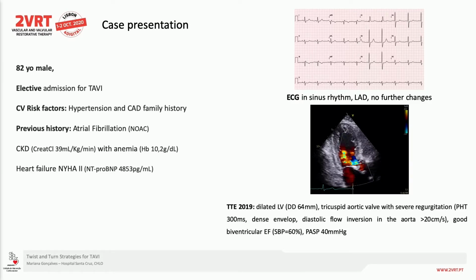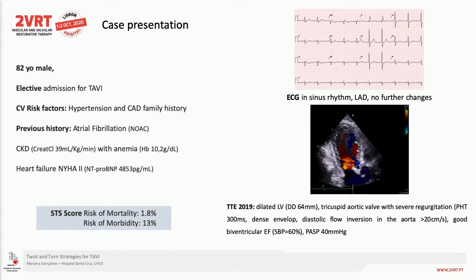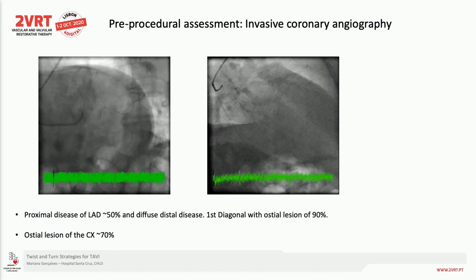He presented a left axis deviation but with no further changes. And his echo, as you can see here, showed a very dilated LV with a tricuspid aortic valve presenting a severe regurgitation, good biventricular ejection fraction, and no pulmonary hypertension. This was a low-risk patient with an STS score estimated of 1.8% and the risk of morbidity of 13%. He was presented in heart team meeting, and he was accepted for TAVI for age and for patient's preference.